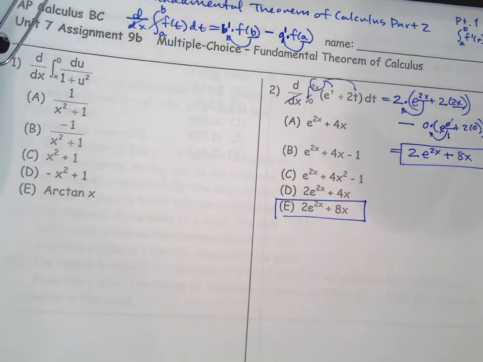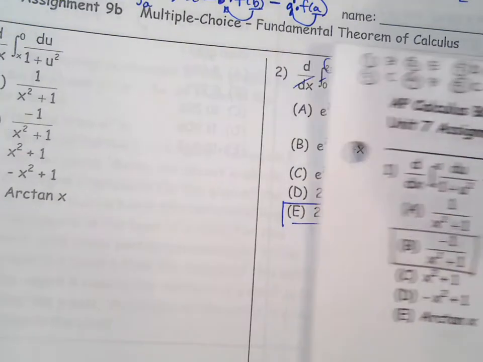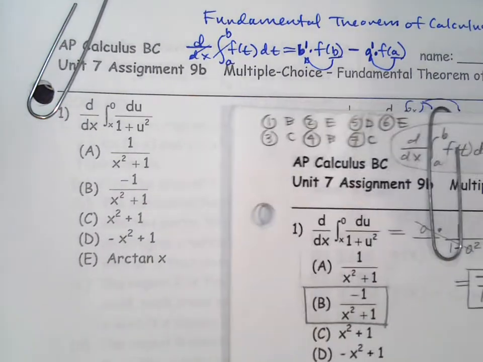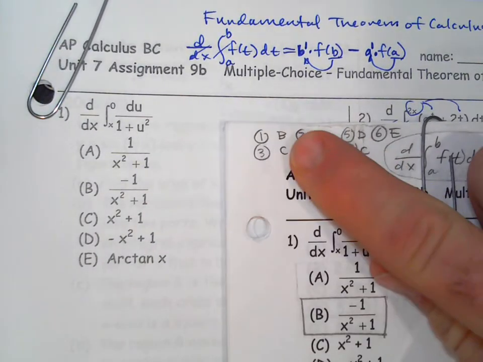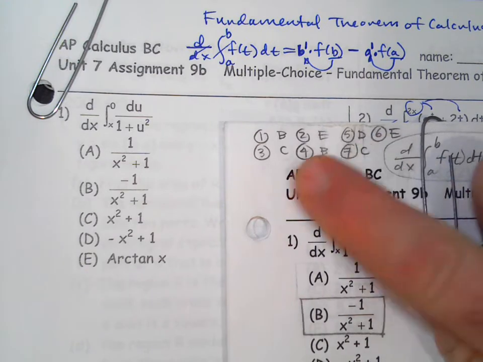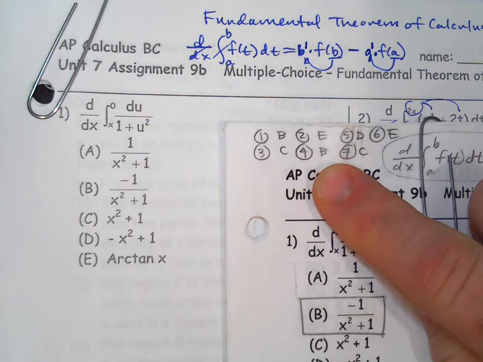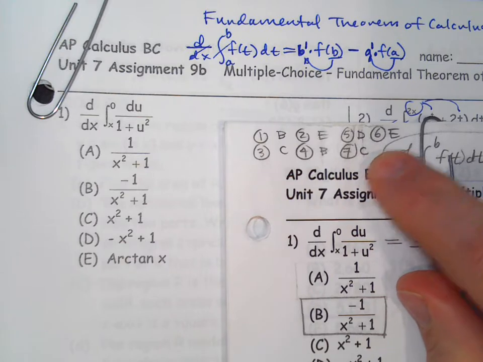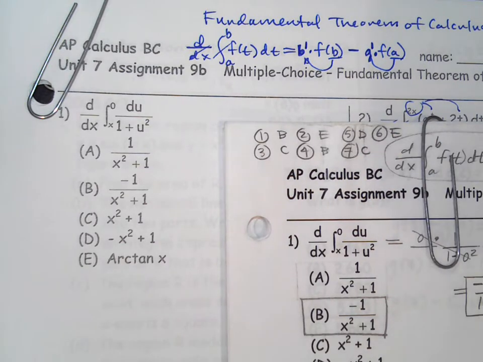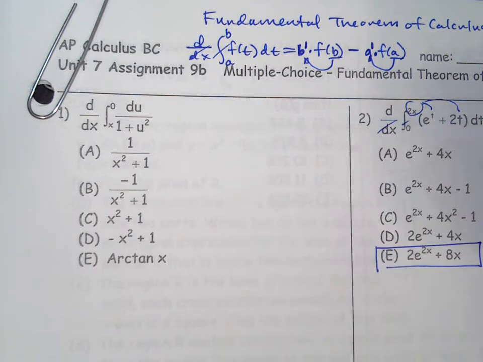Now, stop the video if you haven't tried these other problems and try them yourself, and then you can check your answers and then go over them with me. Okay, assuming you guys have tried the problems, these are the answers. Number 1 is B, 2 is E, 3 is C, 4 is B, 5 is D, 7 is C, and 6 is E. So check your answers if you haven't already. And let's try these problems out.